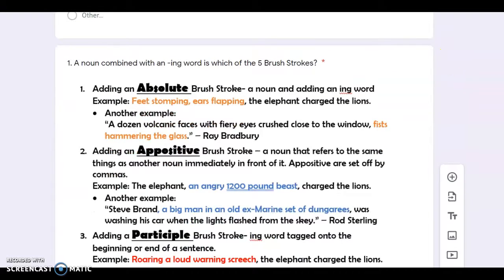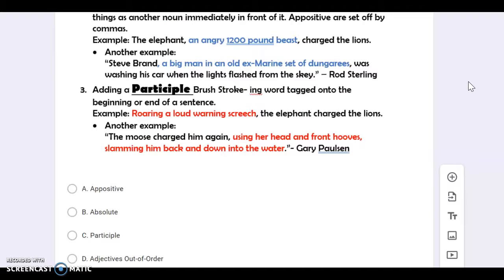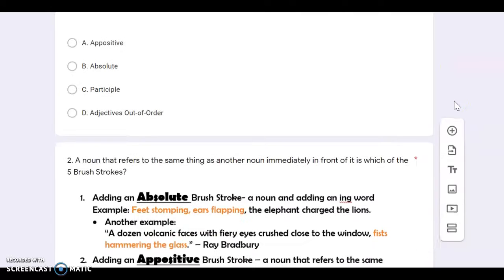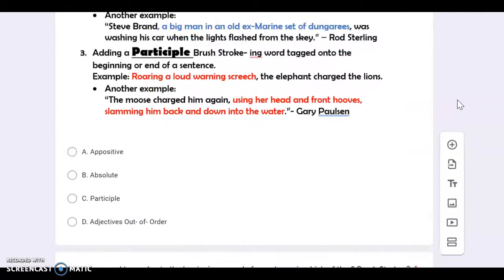Question number 1. A noun combined with an ing word is which of these 5 brushstrokes? Is it A, appositive, B, absolute, C, participle, or D, adjectives out of order? Number 2. A noun that refers to the same thing as another noun immediately in front of it is which of the 5 brushstrokes? Is it A, appositive, B, absolute, C, participle, or D, adjectives out of order?